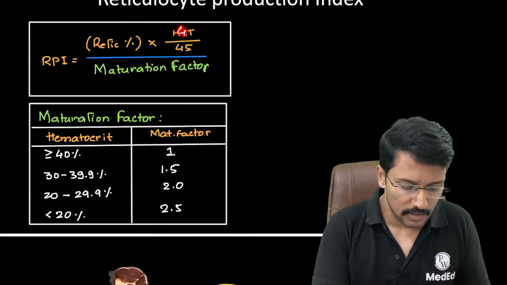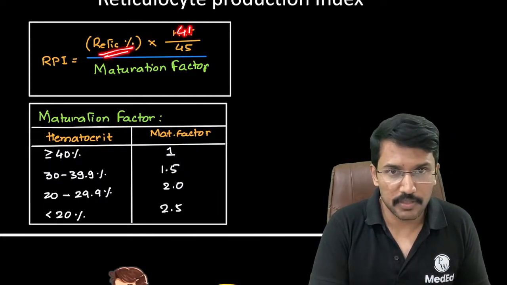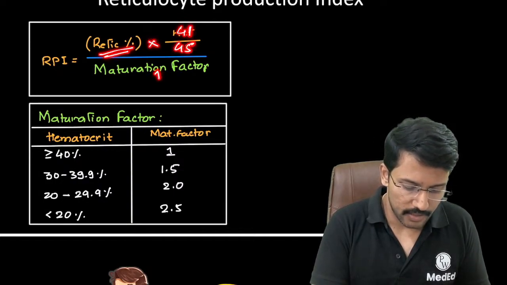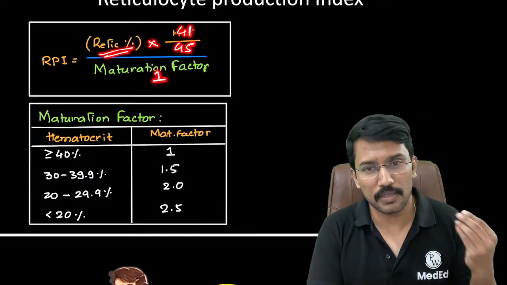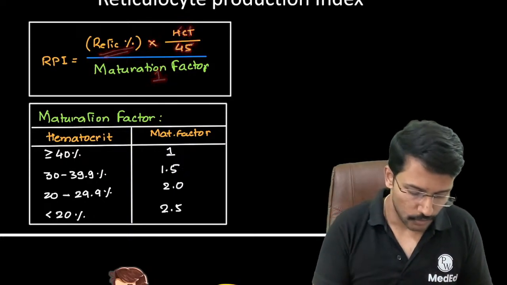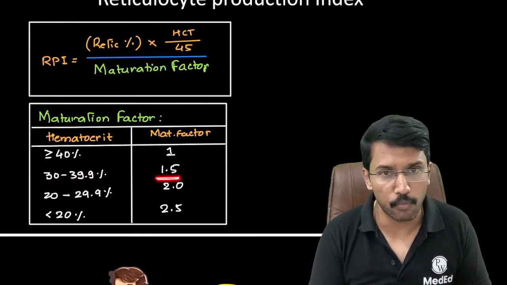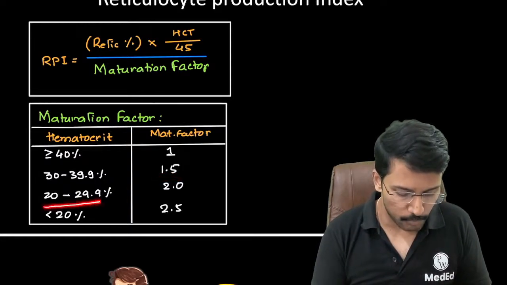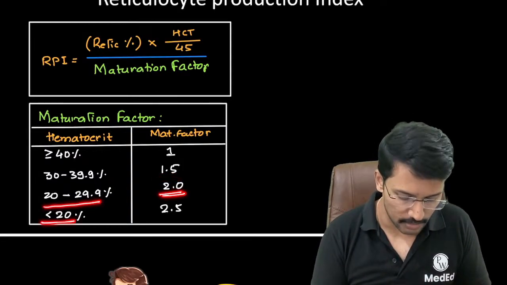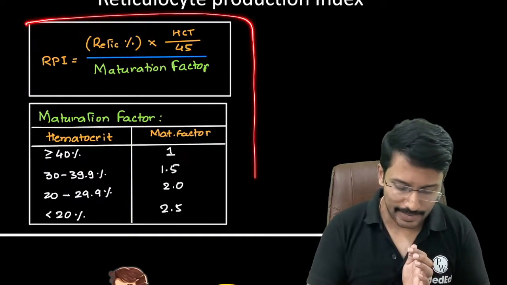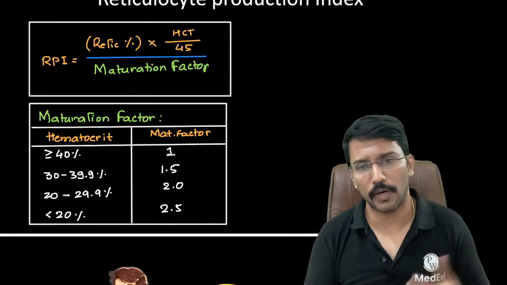So in that case, it will be whatever his reticulocyte percentage is, times 41 divided by 45, divided by 1. That gives me the reticulocyte production index. If the hematocrit is 39.9%, it will be 1.5; 20 to 29.9%, it will be 2; or less than 20%, it will be 2.5. So this is a formula that for the sake of the exam we need to learn by heart.